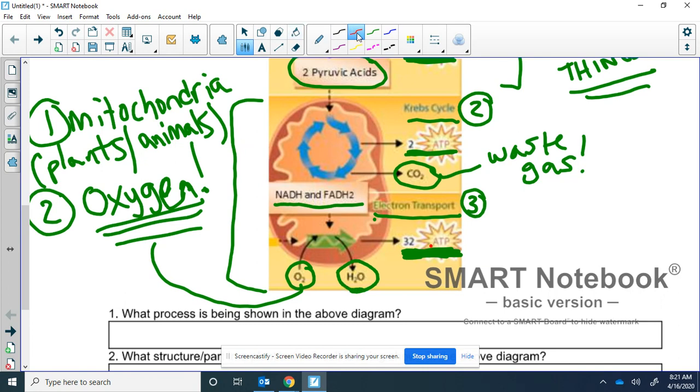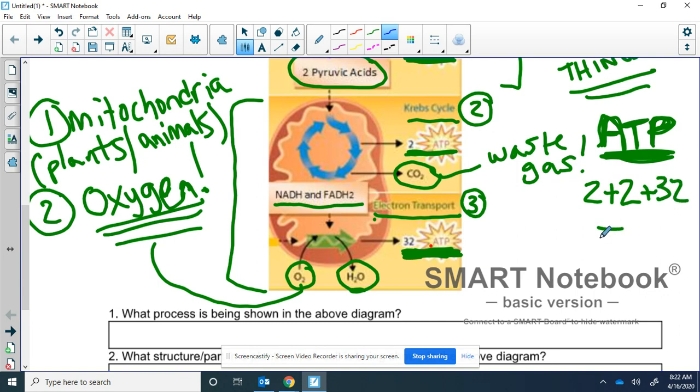So, like I've mentioned a couple times now, the big goal, the whole point of this entire thing is to produce as much ATP as possible. We need as much of it as possible. We made 2 units in the first step. We made 2 units in the second stage. And we made 32 in the final stage, for a total of 36 units of energy if you go through each and every step, which is the goal.